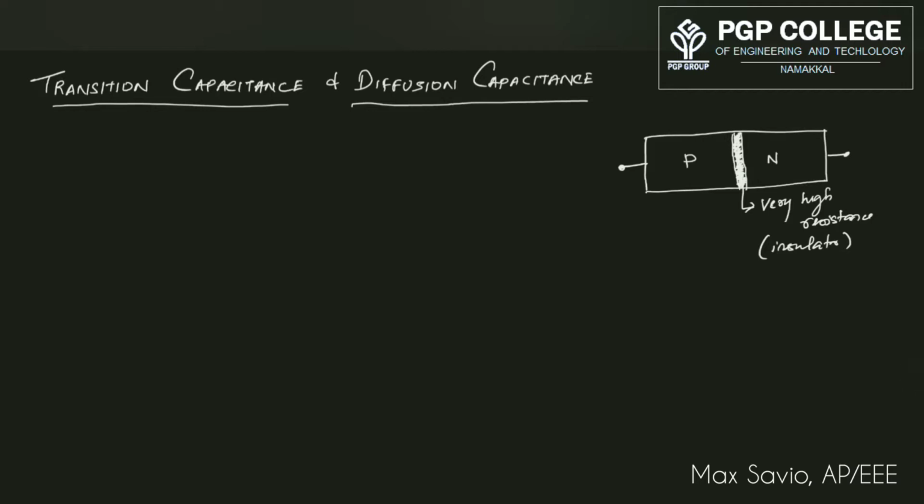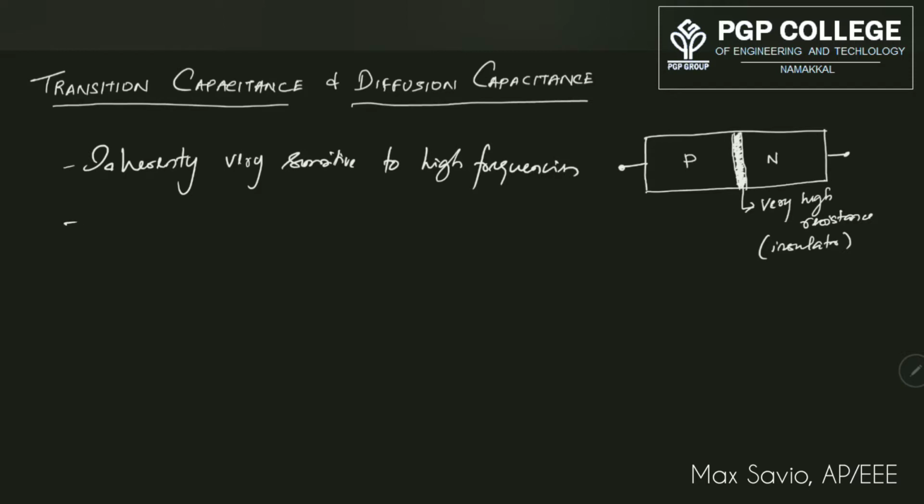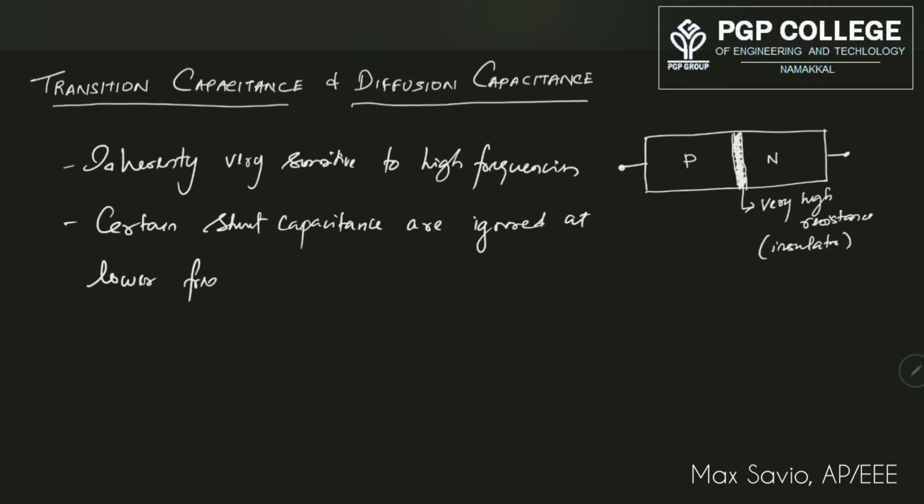Now it is also very clear that electron devices are inherently very sensitive to high frequencies, and certain shunt capacitances are neglected, or actually these shunt capacitors are ignored, at lower frequencies.